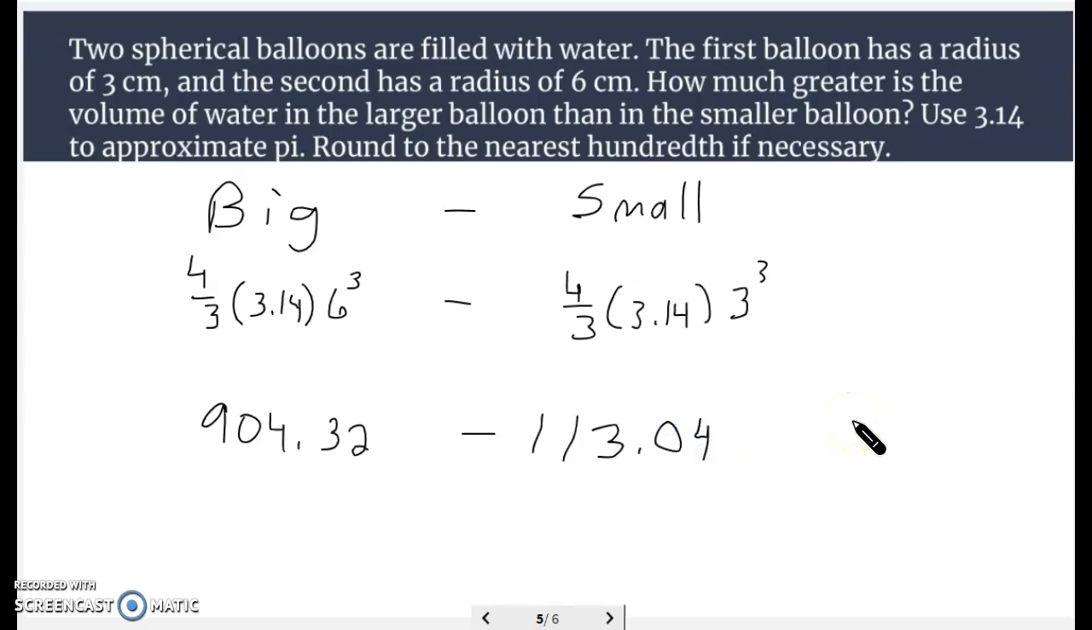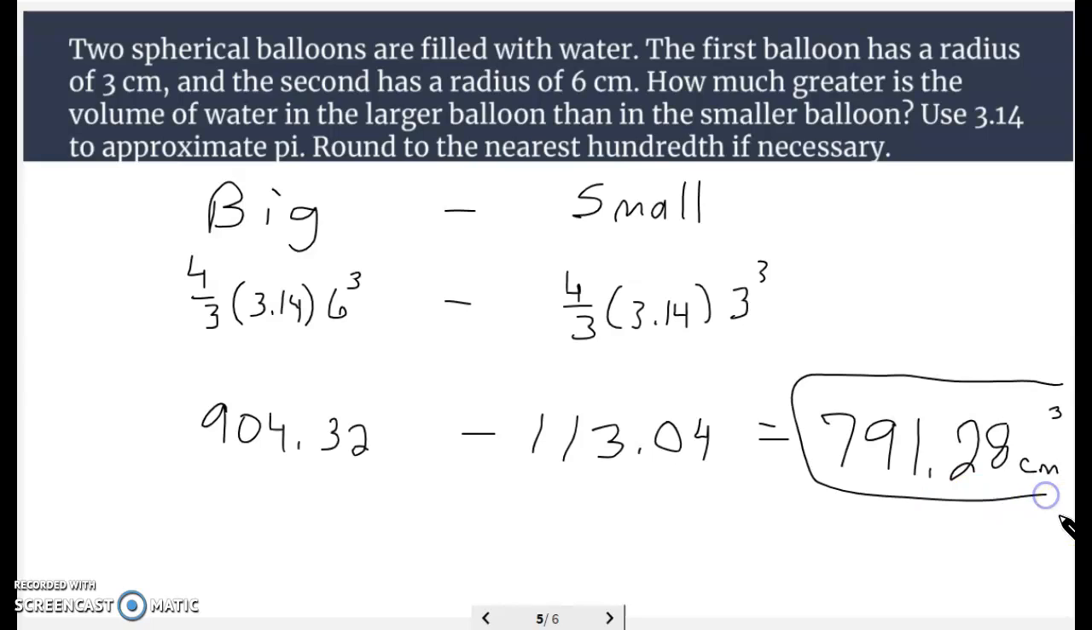So in the calculator, 904.32 minus 113.04, we're going to get an answer of 791.28. So there is that many more cubic centimeters in the larger sphere than in the smaller sphere.